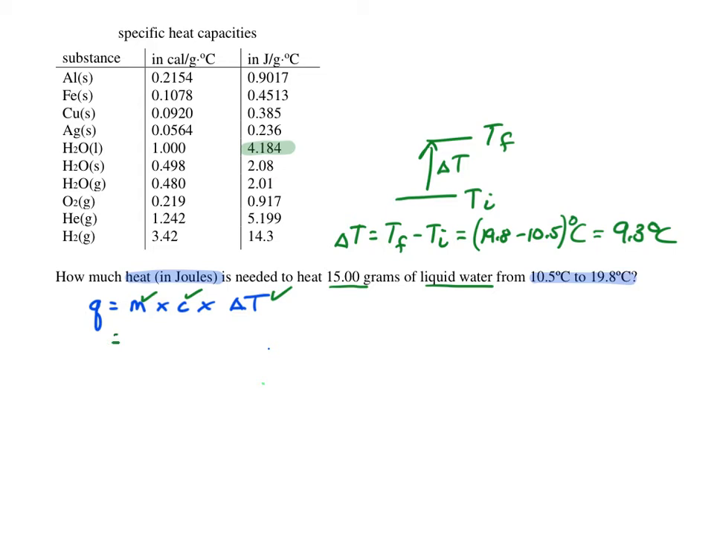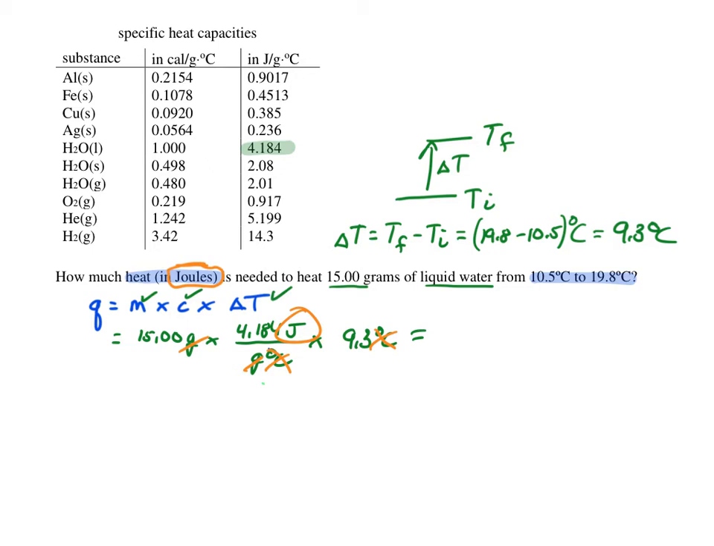We substitute in our values. We have 15.00 grams for our mass. Specific heat capacity, as we said, is 4.184 joules per gram degree C. And our delta T is 9.3 degrees C. Before we chunk this out, let's check our units. We see grams cancel, degrees C cancel. Our final answer is in joules. Okay, which is what we want. That's good. So let's go ahead and calculate this out.